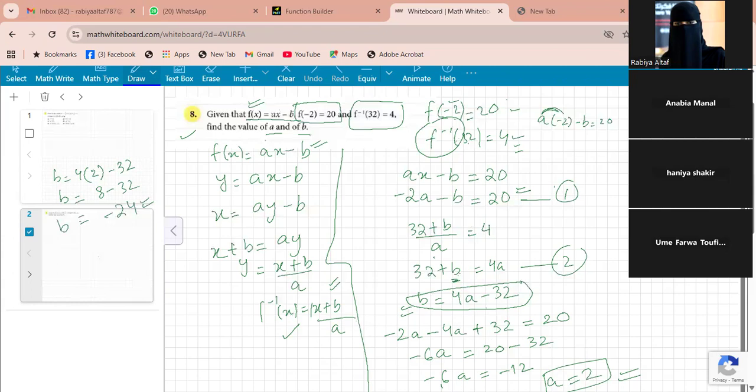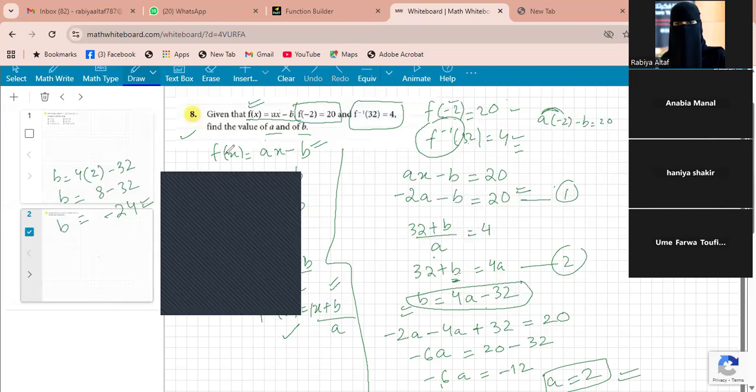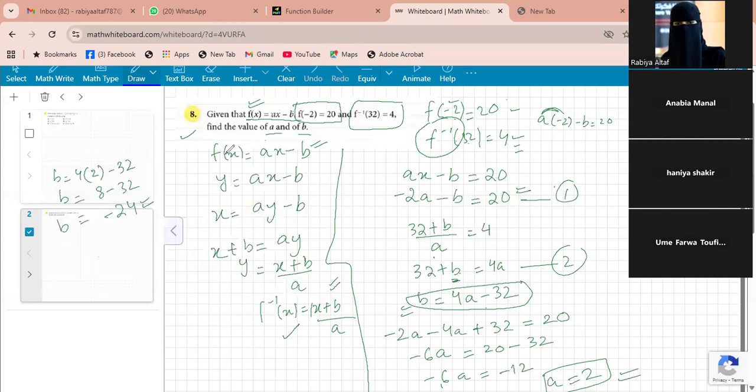You need to practice a lot. Please solve it 2 to 3 times again, and you can ask if you have any confusion. Okay, so this is all for today. Now the homework is you just need to complete question 7 and question 8, right?